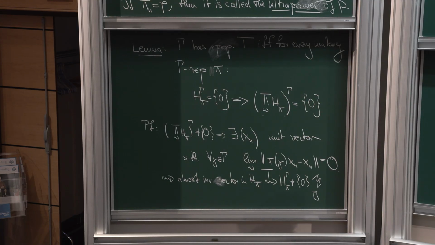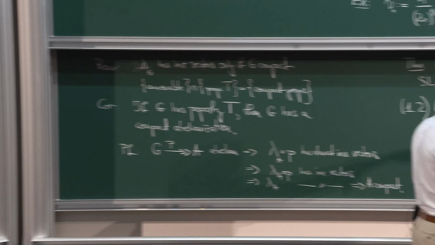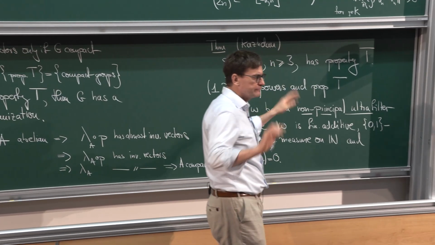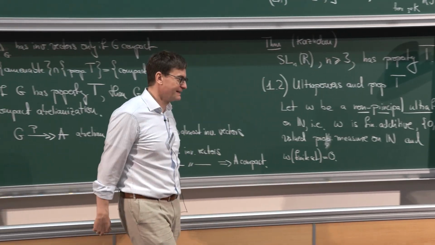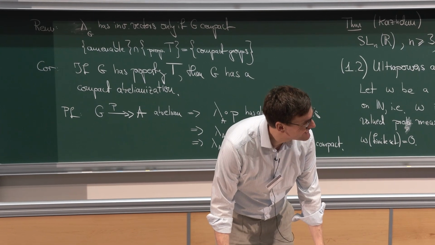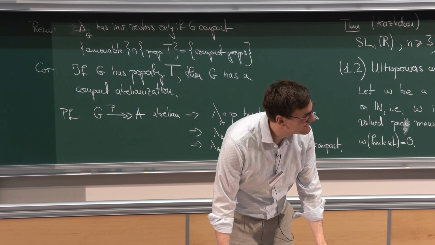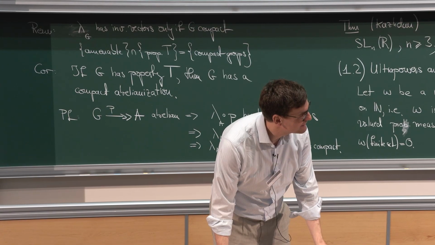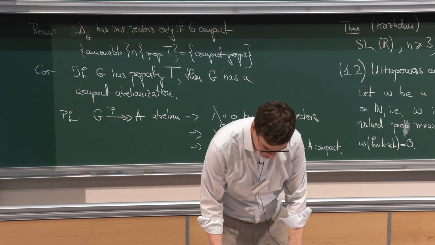Omega is arbitrary in your definition? My omega is arbitrary, like there are many ultrafilters, right? I fix one, once and for the whole week. So for any omega, it's a characterization. If it holds for one, then it holds for all, right? Yeah, that's correct.